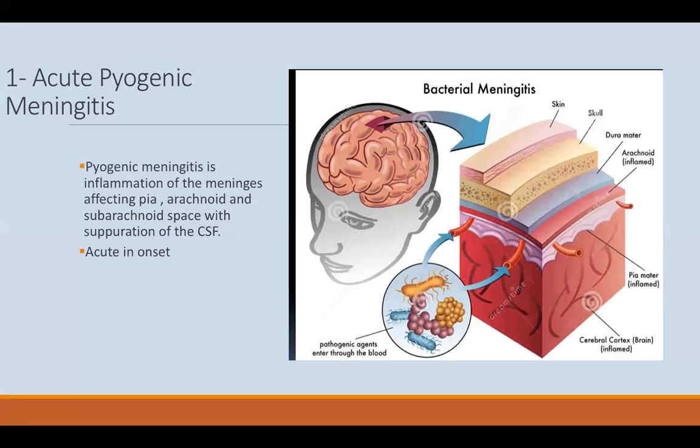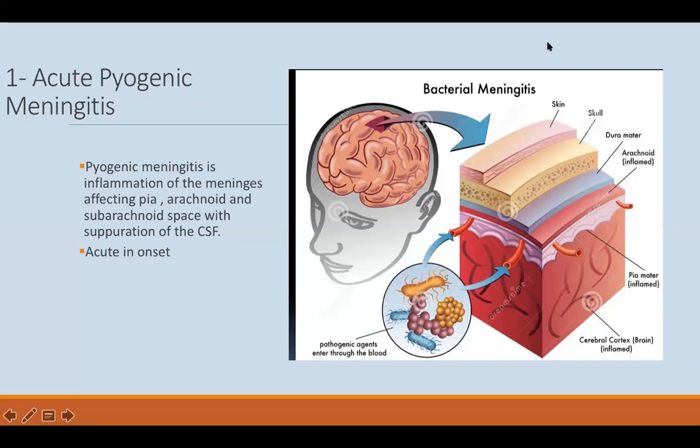So let us first start with acute pyogenic meningitis. We take the name piece by piece. Acute meaning that it's sudden in onset. We're talking days, okay? Pyogenic means pus forming. We have suppuration, we have pus.